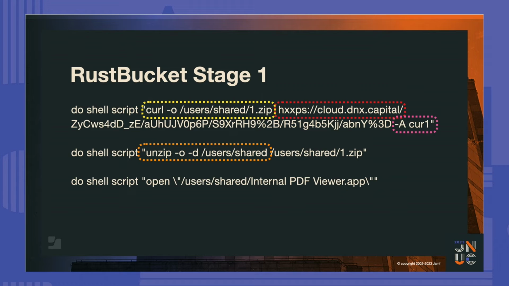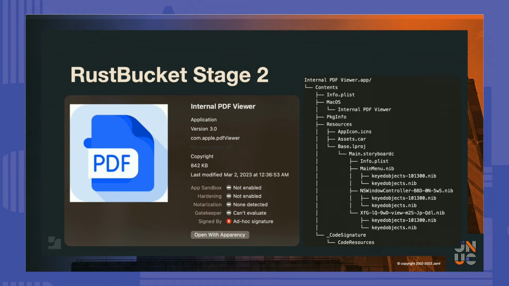An interesting thing that stood out to us is the user agent here is curl with a 1 at the end. This was something that BlueNoroff has used in previous campaigns on the Windows side. So that was a clear indication that this was likely APT malware. Also, the domain it's reaching out to, clouddnx.capital. And then it simply opens this application, and this is the second stage component. This is also an Internal PDF Viewer application.